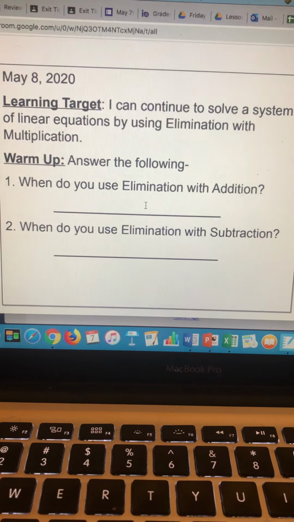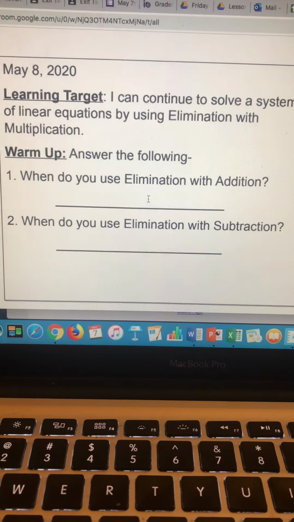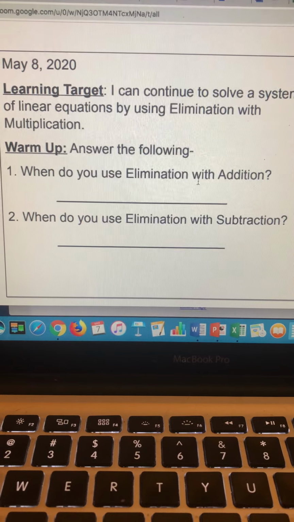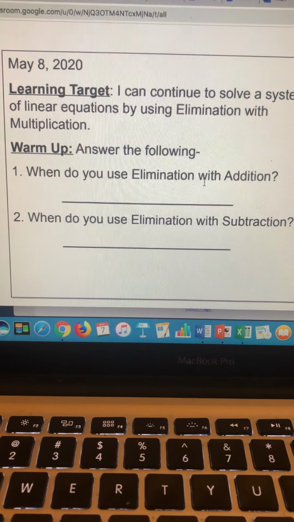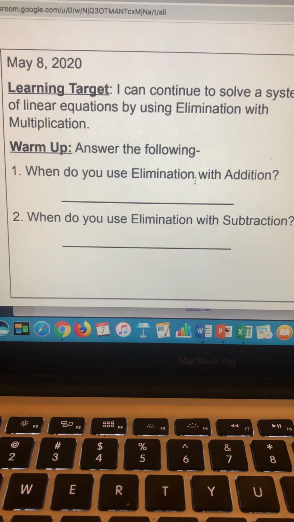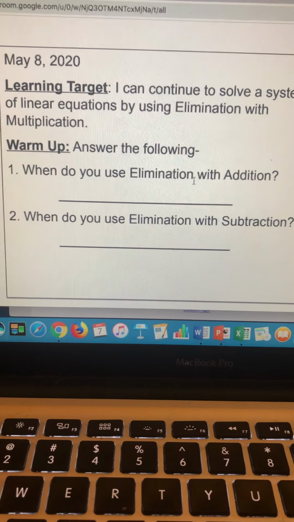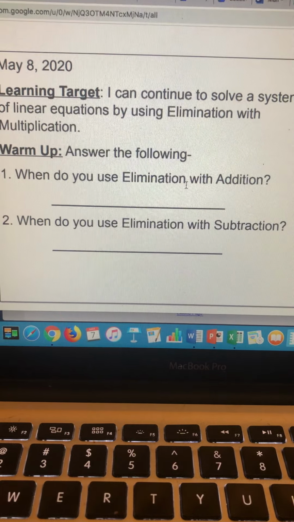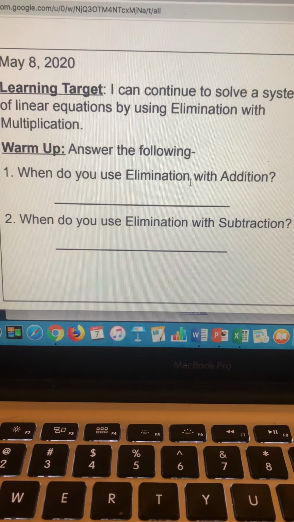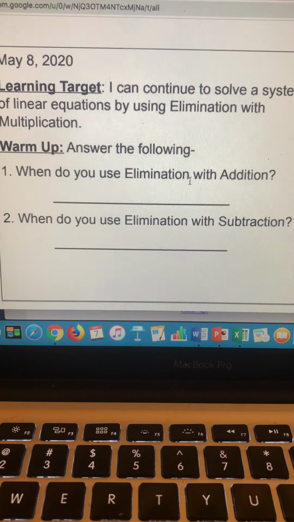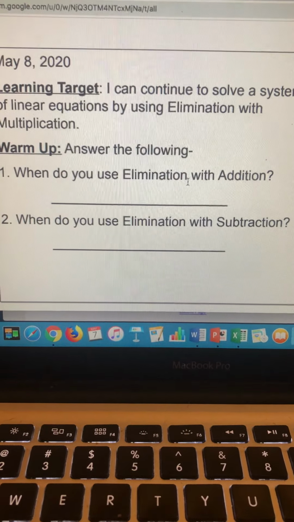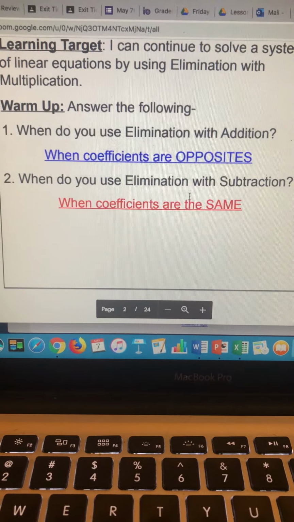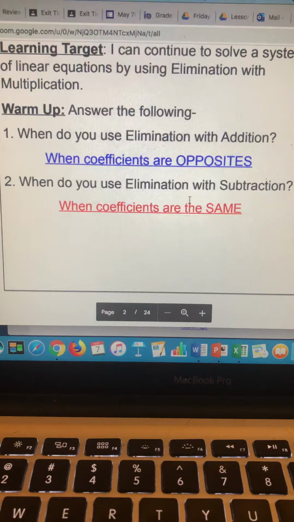When do you use elimination with addition and when do you use elimination with subtraction? So at this point, you guys should know that we use elimination with addition when we have opposite coefficients, because they are additive inverses and they sum to 0, which eliminates that variable. And then we use elimination with subtraction when we have the same coefficients, because if you have the same numbers and you subtract them, their difference will be 0 to eliminate that variable. Okay, so the answers are here, like I just went over.